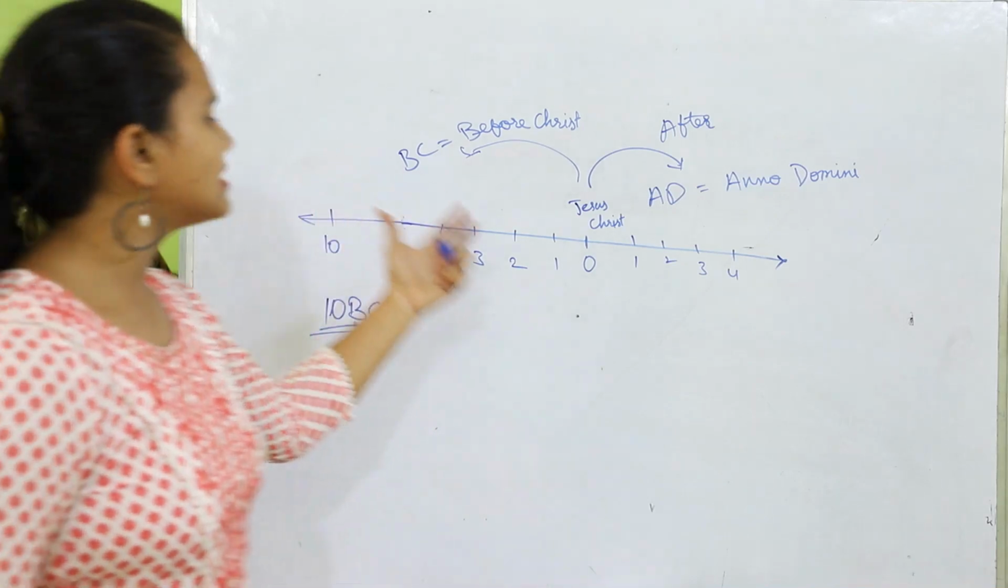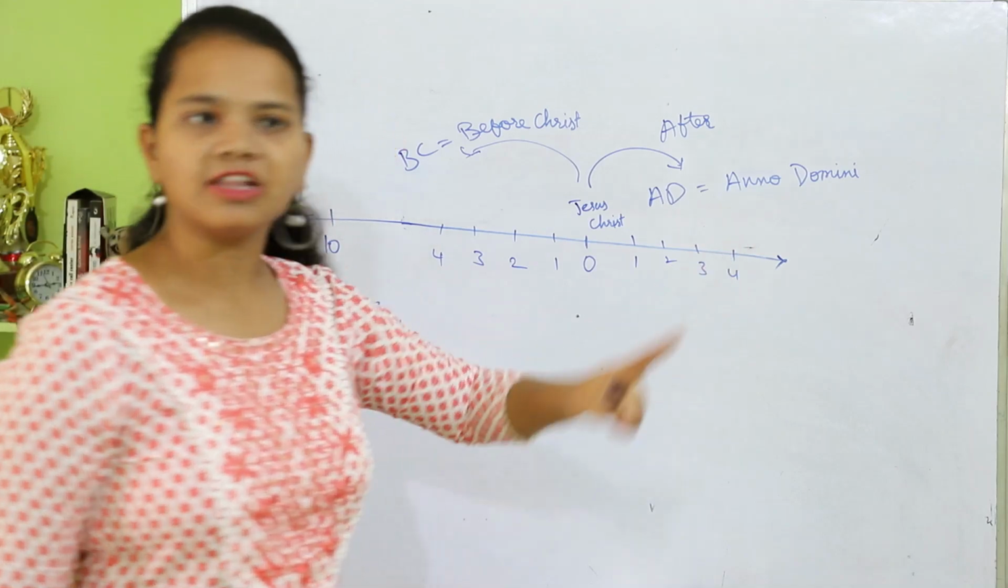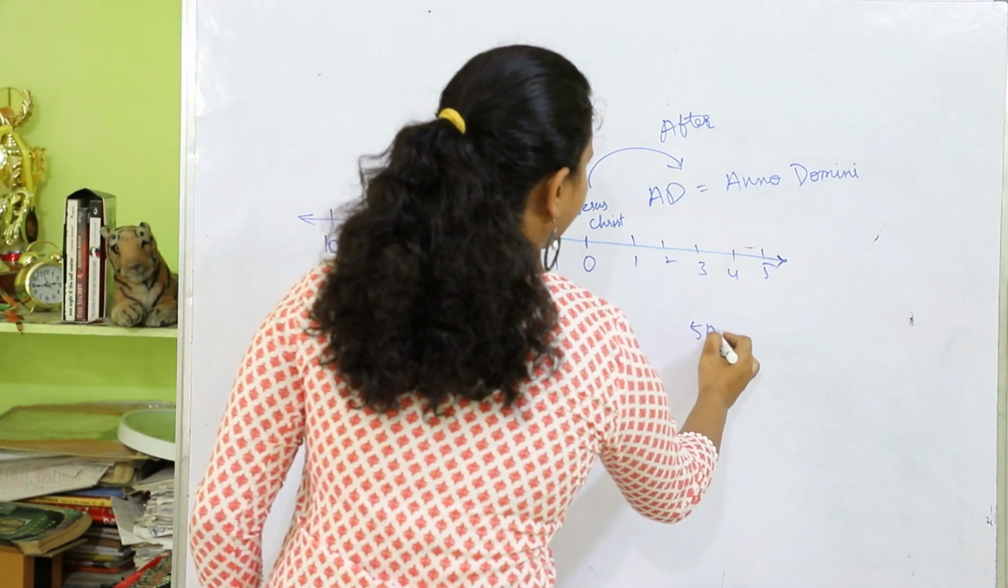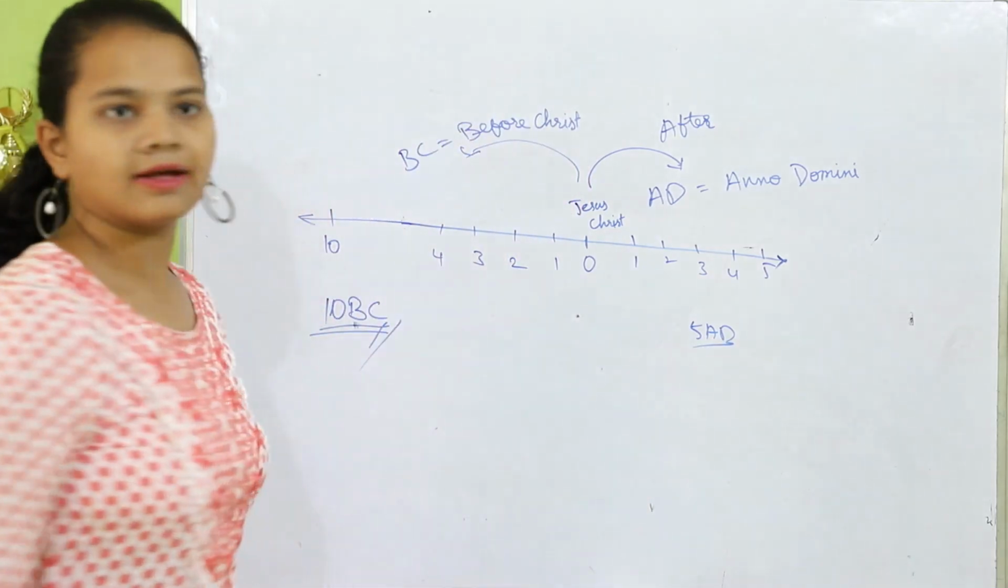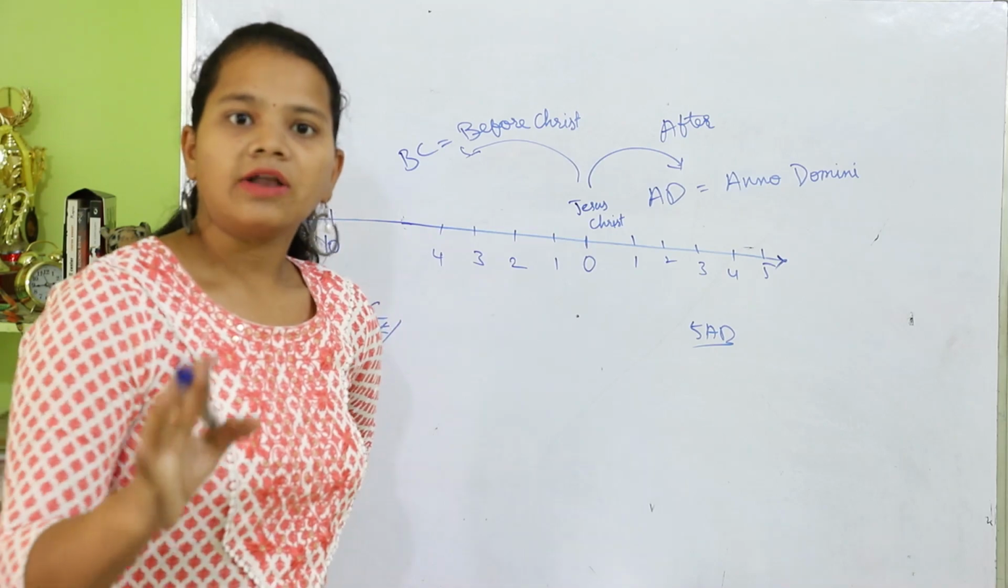Or say a famous event took place 5 years after the birth of Jesus Christ, somewhere over here. Then what would I say? 5 AD. Okay, or in history you also have the Roman Empire, right?